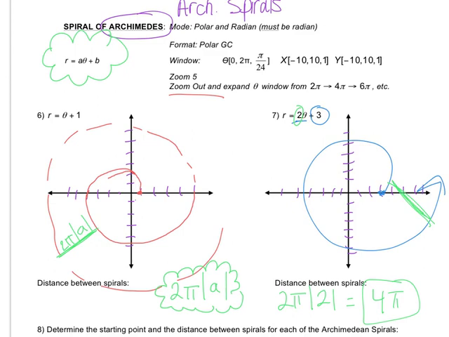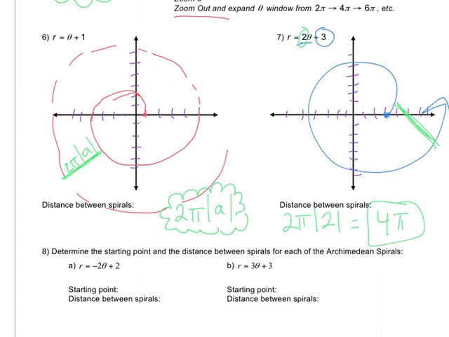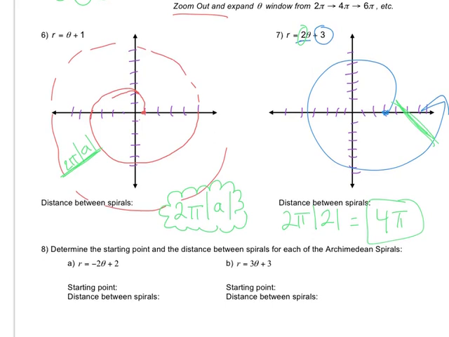So again, we're not going to spend a ton of time looking at spirals other than I want you to be able to recognize the equation of an Archimedean spiral. It is a multiple of theta plus some number. And then also, I'm going to want you to be able to tell me the distance between the spirals, which is just 2 pi times A, that number in front of theta.